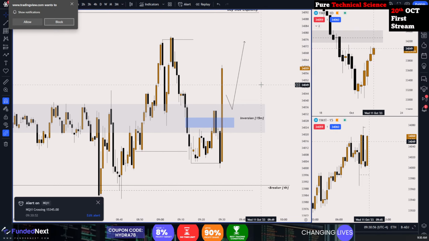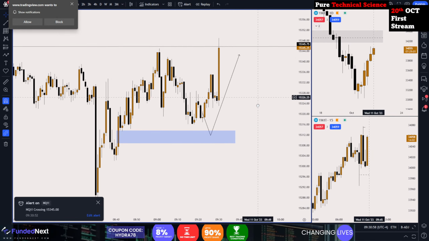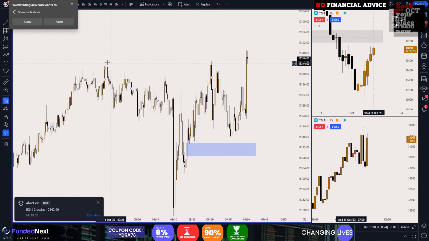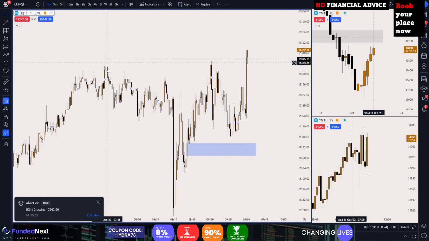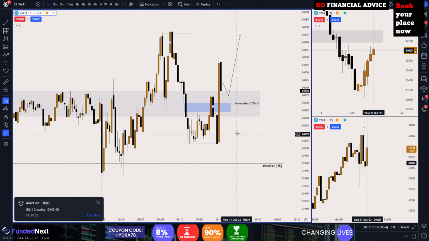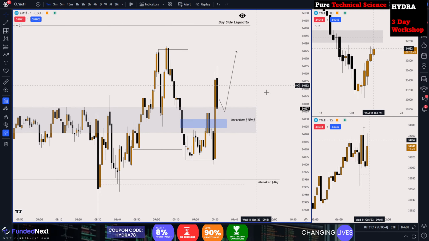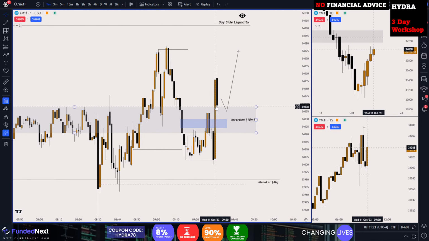So NQ cleared out our buy side liquidity that I shared with you all, but it didn't hit this fair value gap. That's what I was expecting to see, but it did clear out the DOL, draw on liquidity, that I gave you all, right? So price is retesting this inversion again. I would like to see it going higher from here. Go higher, baby.